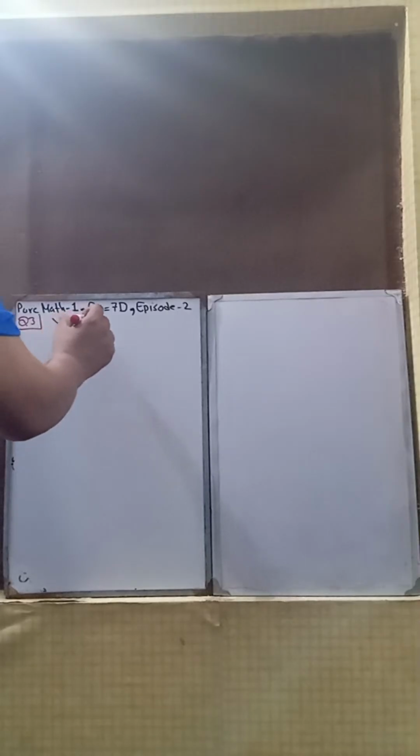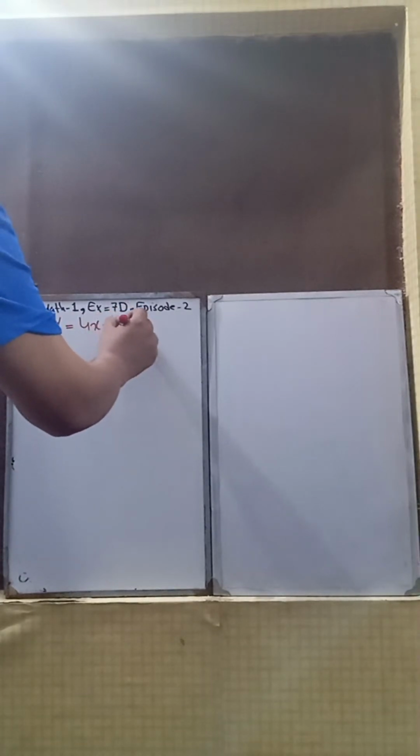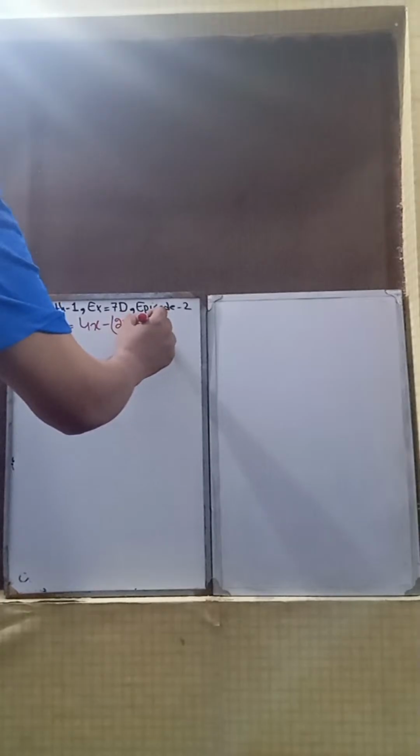It says y is equal to 4x minus 2, in a bracket, 2x minus 1 raised to power 4. The question is to find the first derivative and the second derivative for this. A simple question. We have to find the first derivative and we have to find the second derivative. It's a very simple, straightforward question.